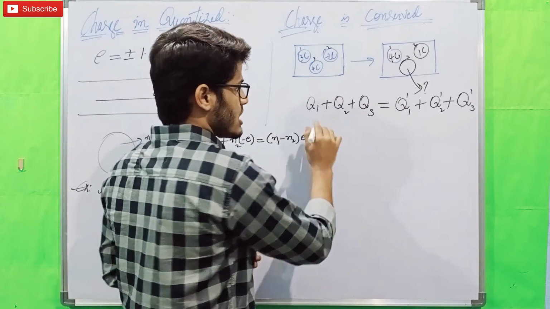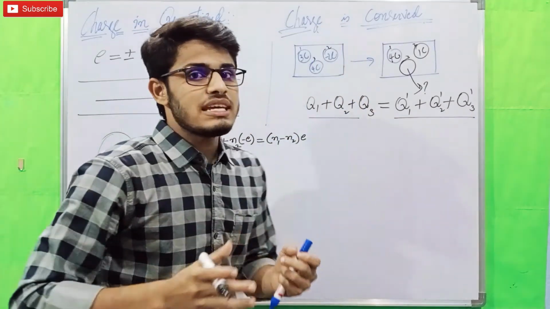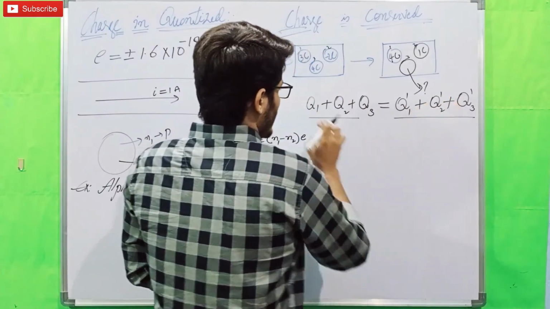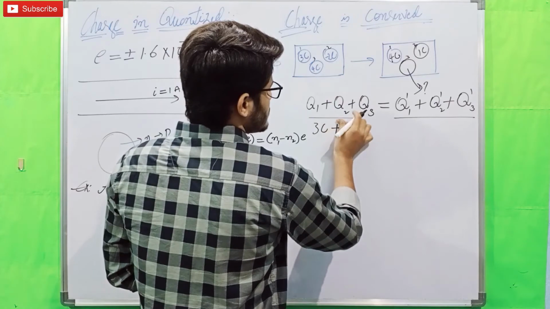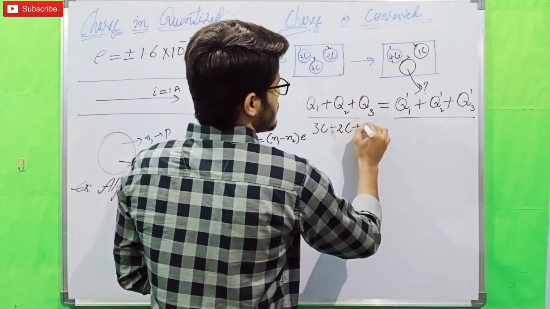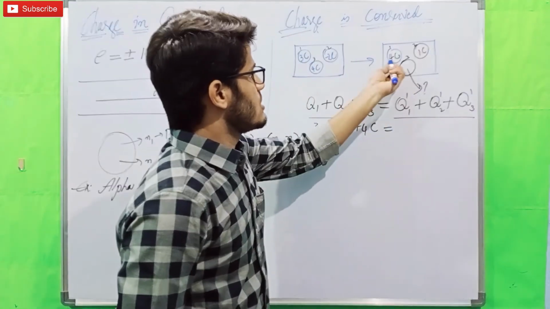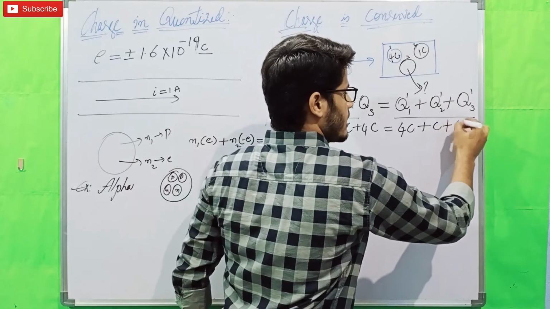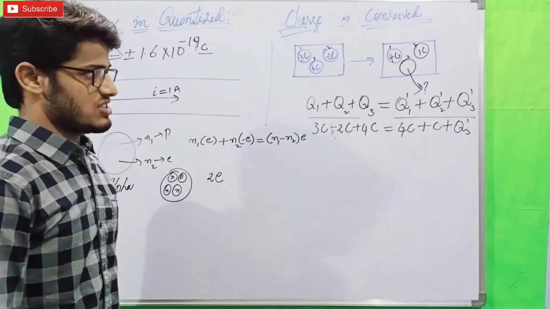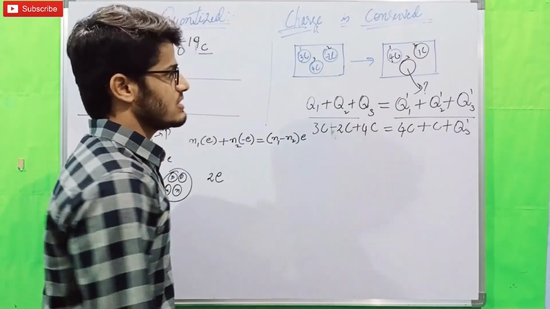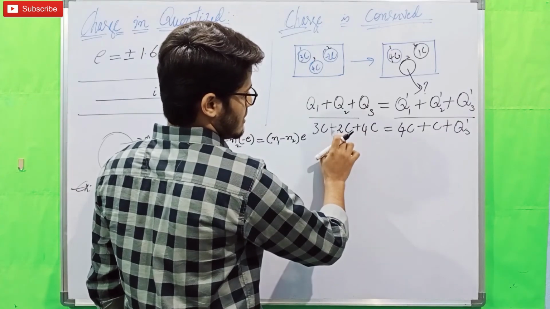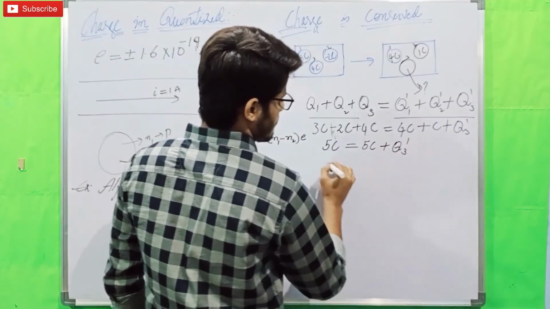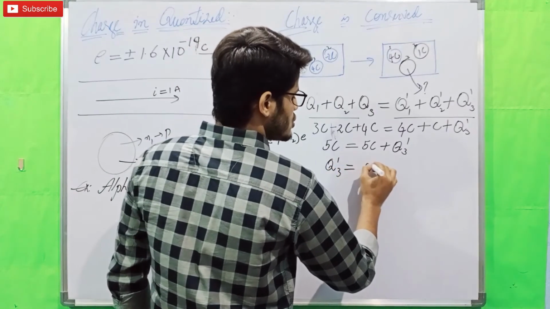Now the initial charge will be equal to the final charge. Why? Because the system is an isolated system. The total charge remains the same. That's why you can write the initial charges equal to the final charges. Now Q1, how much is it? 3 coulomb. The second charge, -2 coulomb. The third charge plus 4 coulomb will be equal to the first body charge 4 coulomb, the second body charge 1 coulomb, and the third body charge that you don't know, and we will find it. How much is it? 3 plus 4 is 7, 7 minus 2 is 5 coulombs, equals 4 plus 1, 5 coulombs, plus Q3 prime. So Q3 prime is 0.